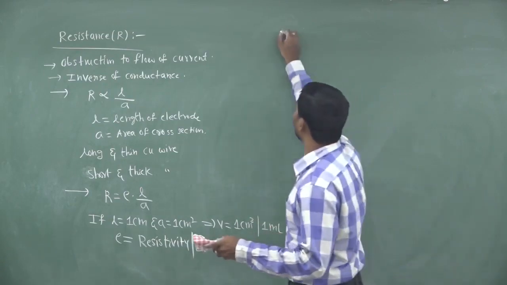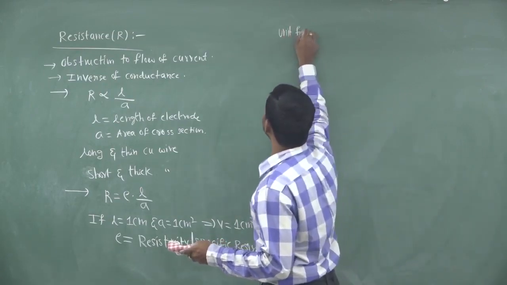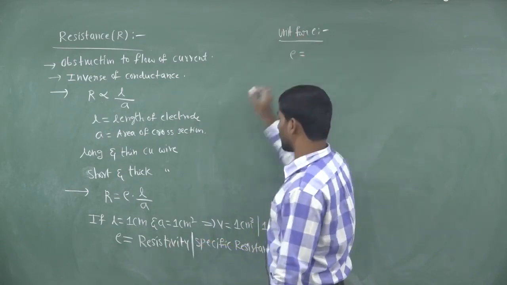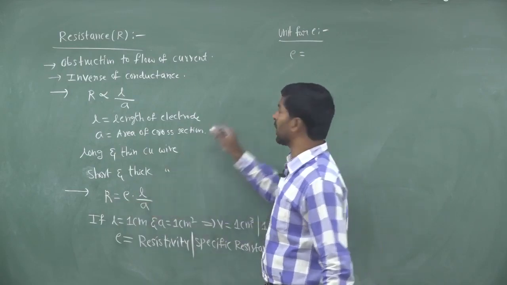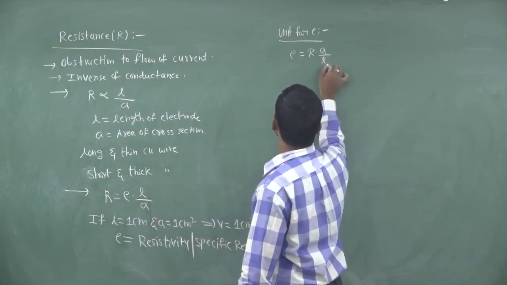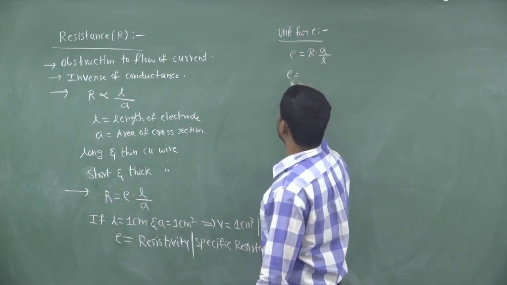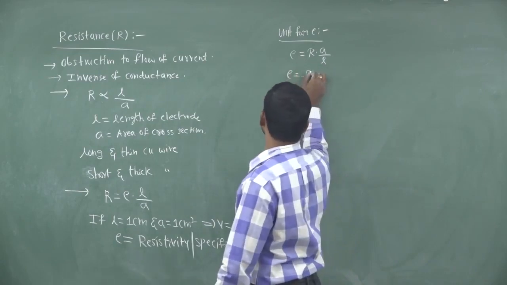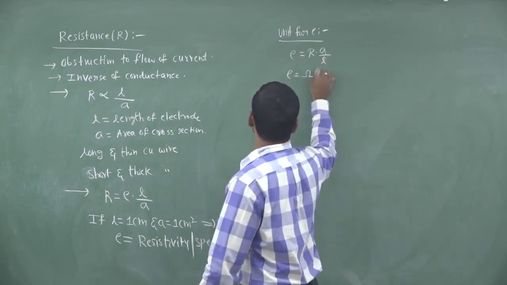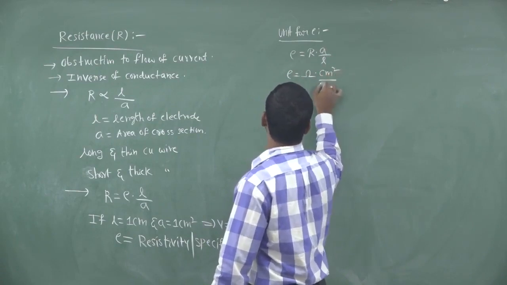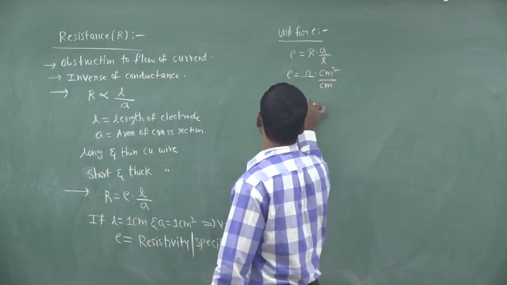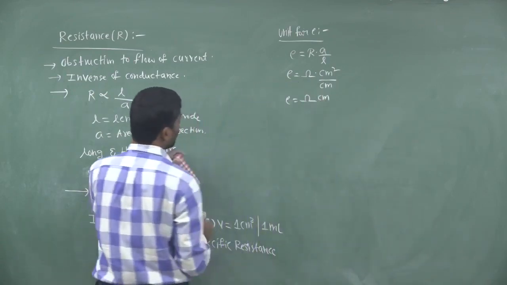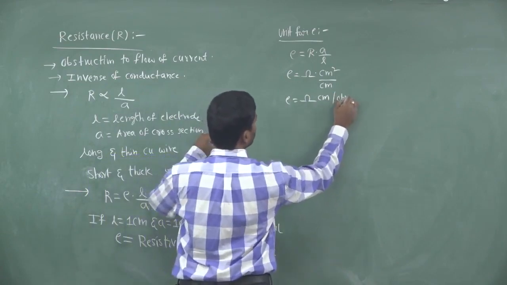Next, what is the unit for rho? Unit for specific resistance or resistivity. Rho is equal to, what is the expression for rho? R into A by L. What is the unit for resistance? Resistance unit is ohm. A by L is centimeter square by centimeter. So therefore specific resistance unit is ohm centimeter.